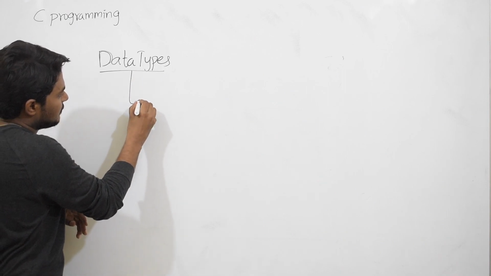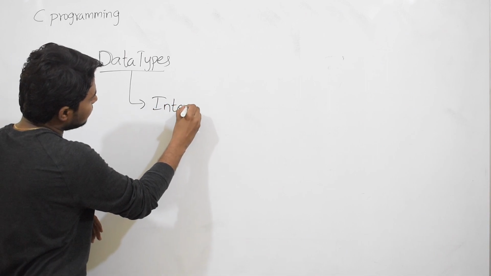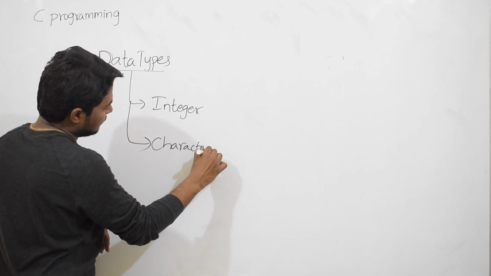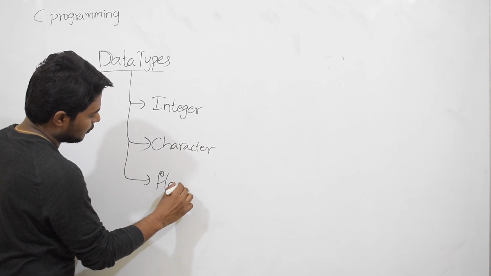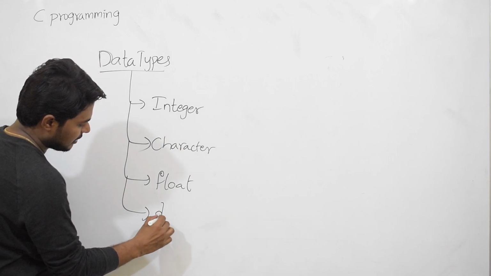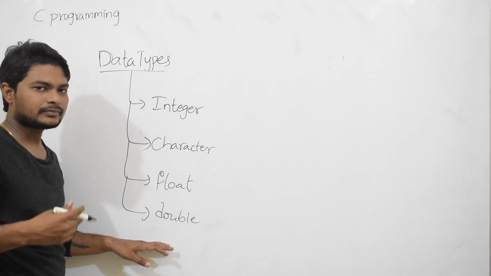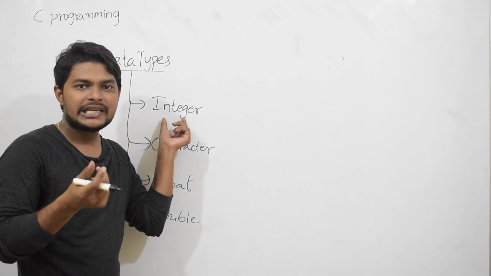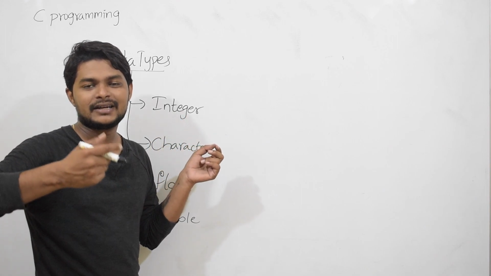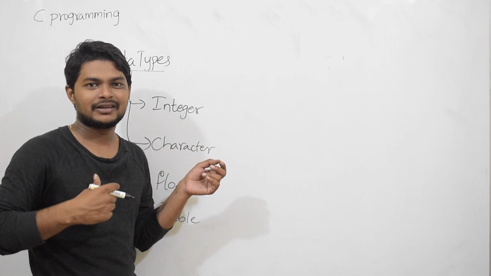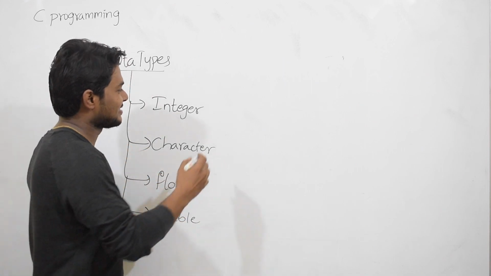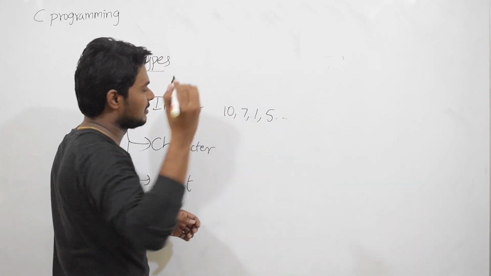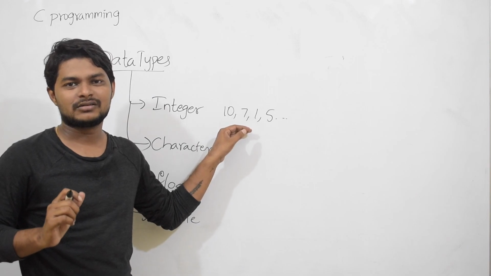First one is integer. Second one is character. Third one is float. There is another data type also, double. That we will see. Now integer. What is an integer? Any numerical value. 10, 20, 1, 2, your birthday, my birthday. All those are integers. For example 10, 7, 1, 5, and so on. Integers are nothing but general numbers, you can say.